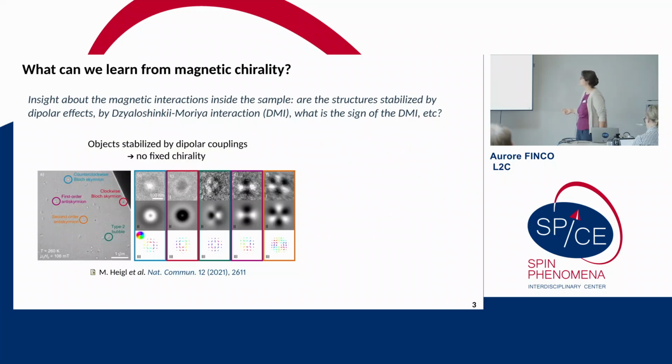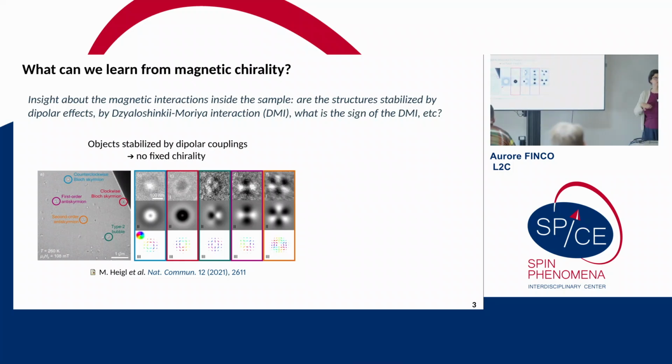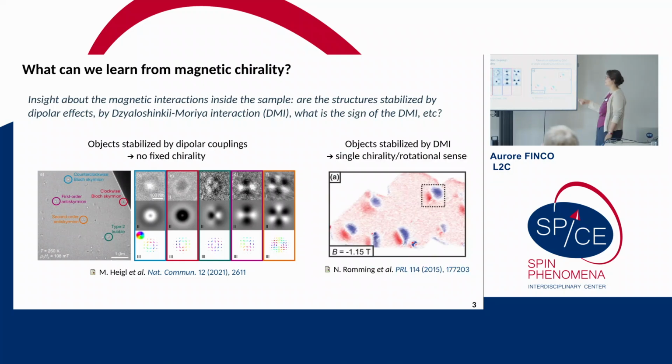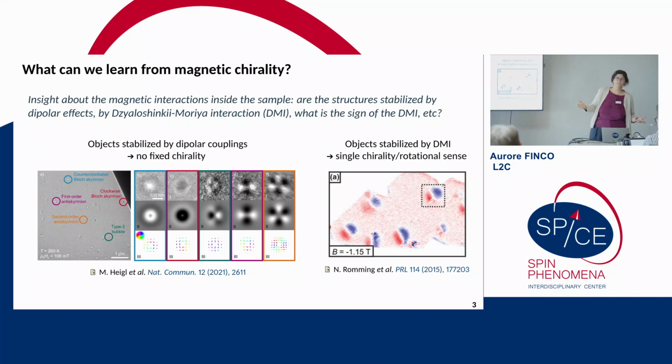And so if you have objects that are rather stabilized by dipolar coupling, you don't have a favorite rotational sense. And you can have, for example, like here, coexistence of clockwise and counterclockwise skyrmions in the same material. On the contrary, if your skyrmions are stabilized by this Dzyaloshinskii-Moriya interaction, they all have the same rotational sense, necessarily. So this is already a very good way to know if DMI is important in a material, if all your objects have the same rotational sense.